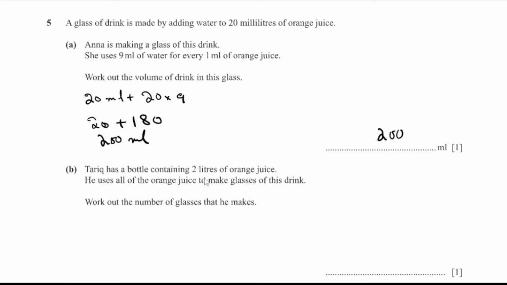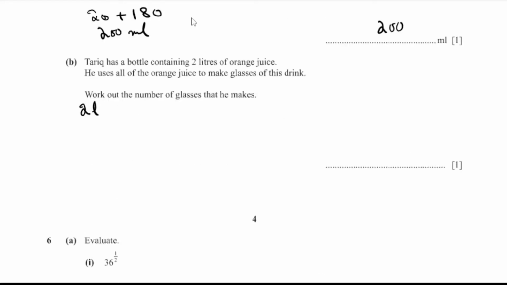2 liters has 2000 ml. We will divide 2000 by 20. Okay, so 2 liters of orange juice is equal to 2000 ml. So how many glasses?